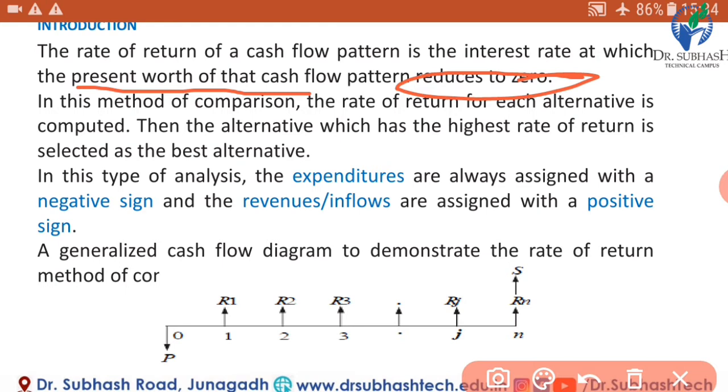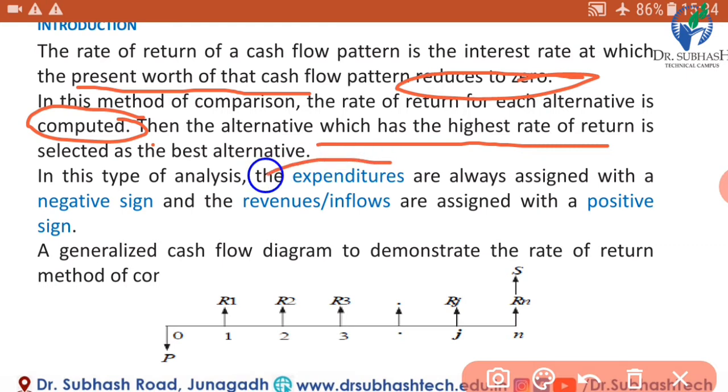In this method of comparison, the rate of return for each alternative is computed. Then the alternative which has the highest rate of return is selected as the best alternative. In this type of analysis, the expenditures are always assigned a negative sign and the revenues or cash inflows are assigned a positive sign.